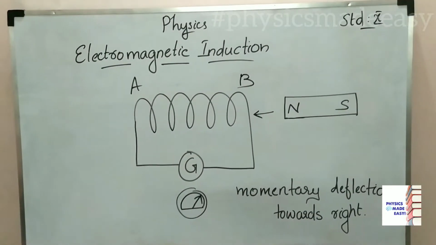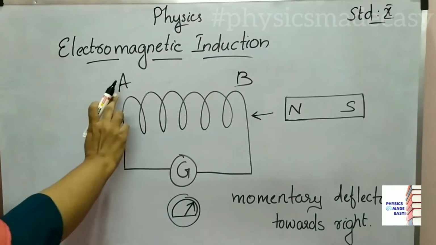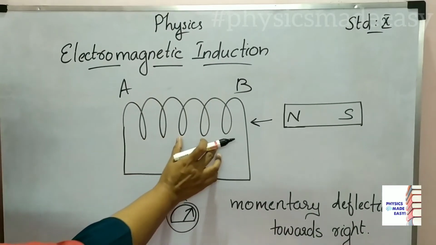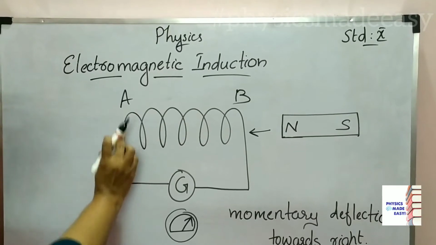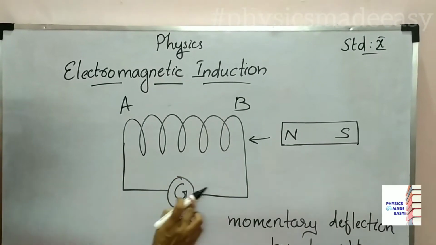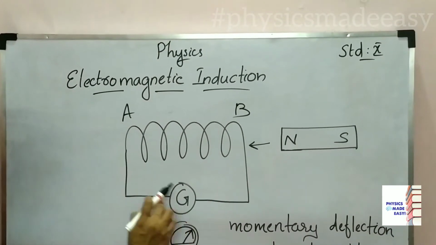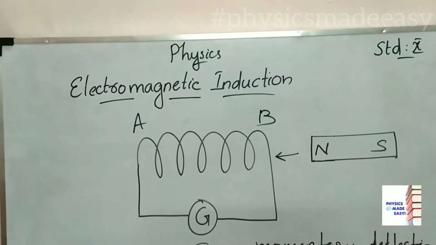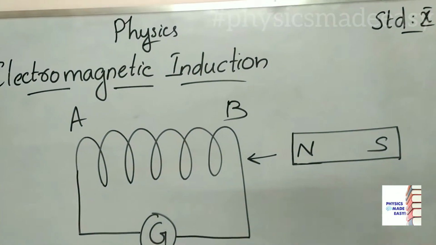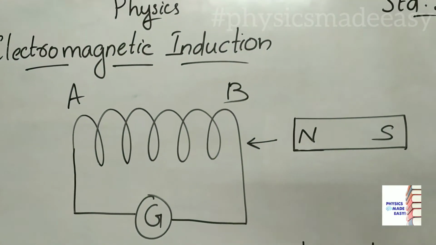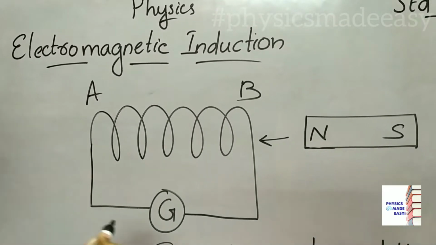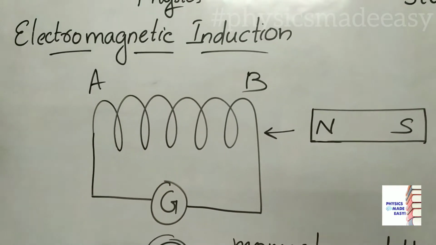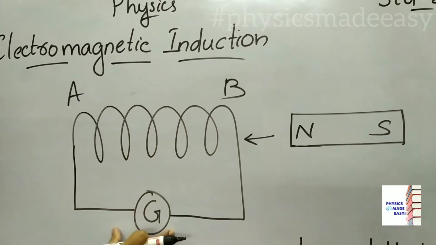Let us discuss one activity. Here you can see a coil AB with a large number of turns, and its two ends: A is connected here and B is connected here. Here you can see G, that is a galvanometer. We use the galvanometer because if any current is produced there, we can detect its presence. So this coil is connected to the galvanometer.